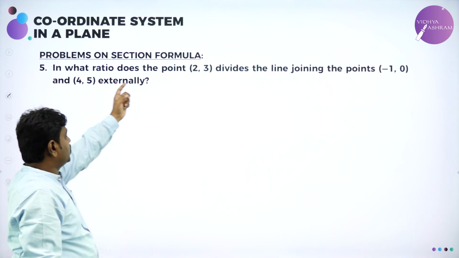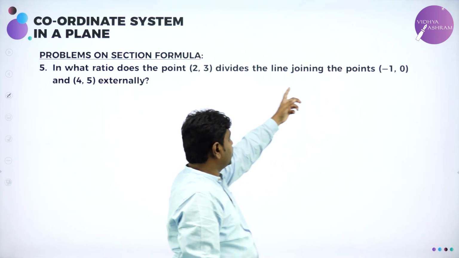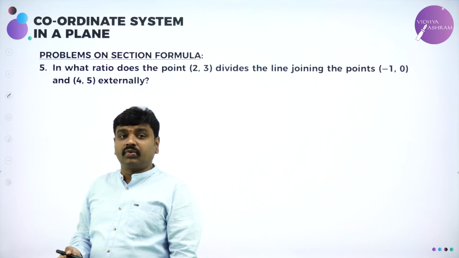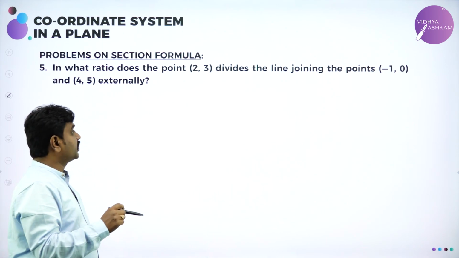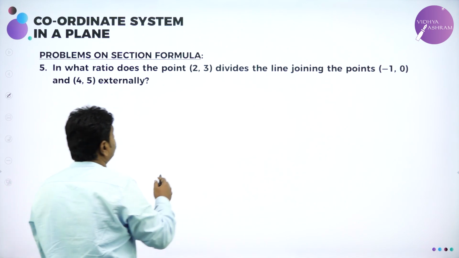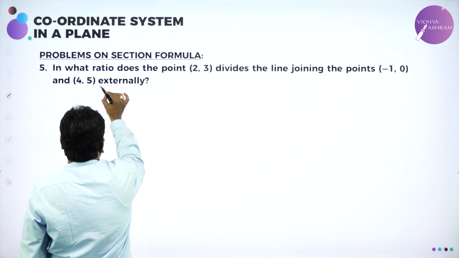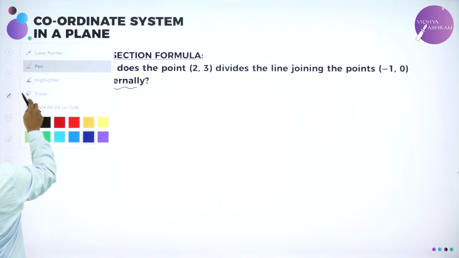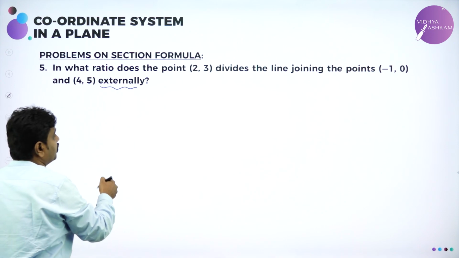In what ratio does the point 2, 3 divide the line joining minus 1, 0 and 4, 5 externally? They want you to find in what ratio the point divides. They mentioned the term externally, so I have to use the formula of external division. So we'll use the formula for external division.